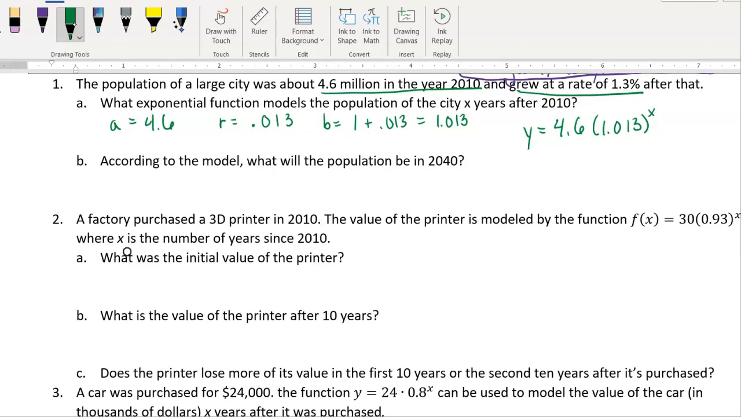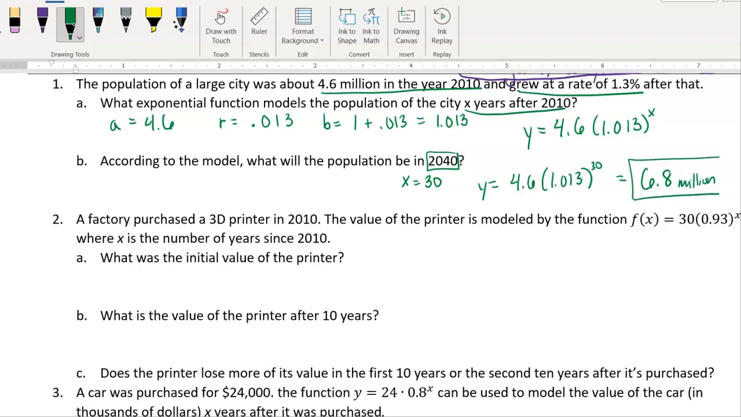According to the model, what will the population be in 2040? You've got to be careful. We have to figure out what x represents. Well, x represents the years after 2010. So 2040 is 30 years after 2010, so x would equal 30. To find our total amount, we take 4.6 times 1.013 to the 30th power. You can just do that on your calculator, and you get 6.8. That means 6.8 million people is what we'd expect the population to be in the year 2040.